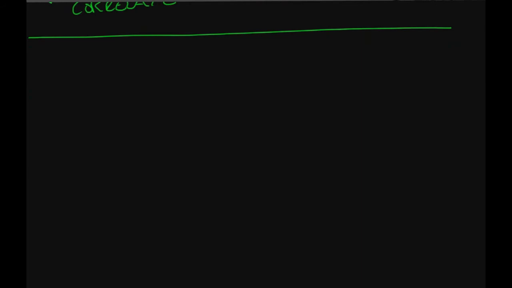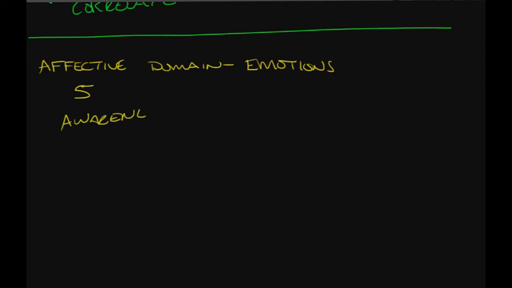Next, let us talk about the affective domain, and particularly emotions. We have 5 levels for the affective domain. 1 is awareness. The student has a willingness to listen and learn. They're aware of what is going on. Second, response. They're either compliant or non-compliant. They either accept or reject what you have to say.